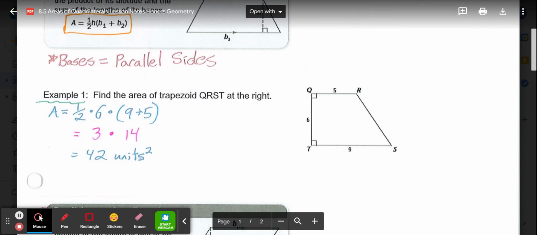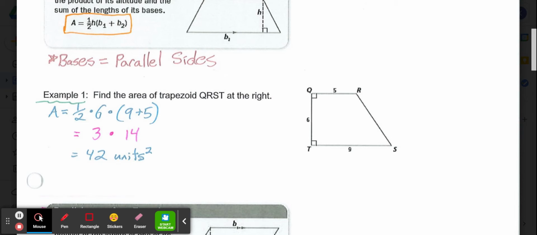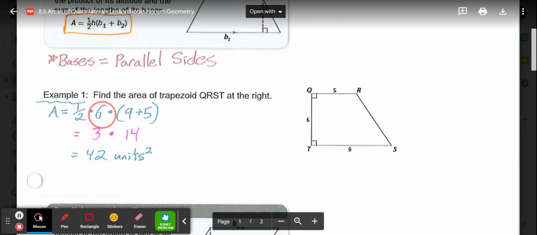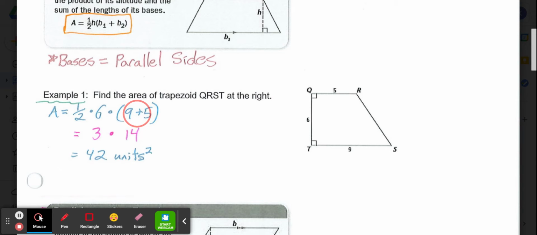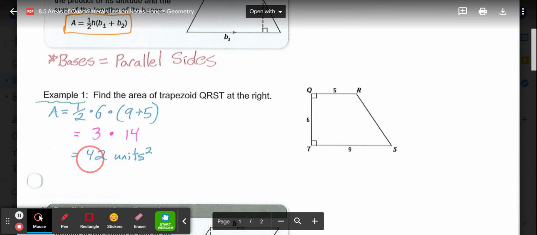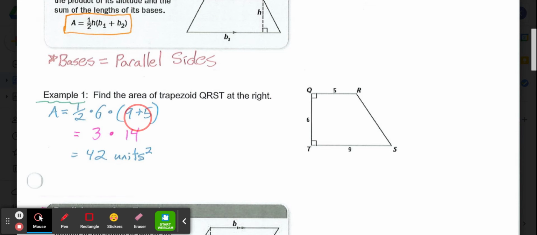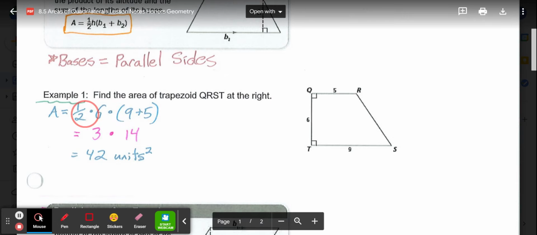In example 1, we have a trapezoid, QRST, and we need to find the area. Our altitude, QT, meets our two parallel sides at 90 degrees. So we have 1/2 multiplied by 6 multiplied by the sum of the two bases, 9 plus 5, which is 14. Half of 6 is 3, and 3 times 14 gives us an area of 42 square units. Again, add the bases, multiply by the height, multiply by 1/2.